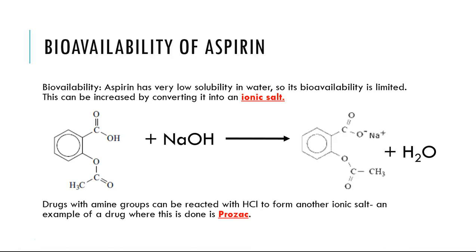Now, drugs with amine groups can react with HCl, and so here we deprotonated that with sodium hydroxide. We removed a hydrogen. When we add HCl, we protonate the amine group, so we add a proton, creating a positively charged ion that interacts with chloride. And so an example of a drug where this is done is Prozac, but if you look in your medicine cabinet at home and actually read the drug labels, you'll probably find at least something that says name of the drug, HCl, because this is a pretty common technique.